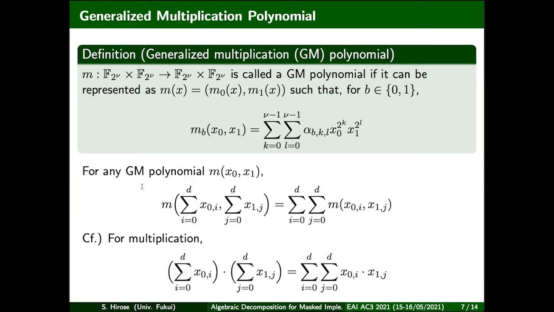And for any generalized multiplication polynomial, GM polynomial, M, this equation holds. And we can see that for multiplication, a similar equation, this one, also holds. So, due to this property, for the generalized multiplication polynomial, masking for multiplication can also be used.